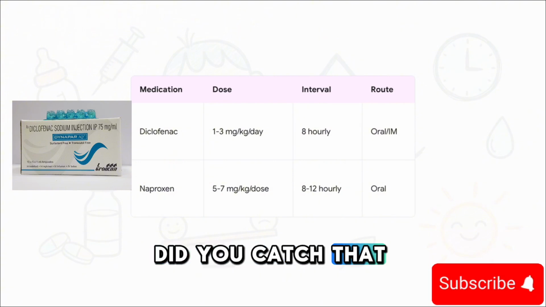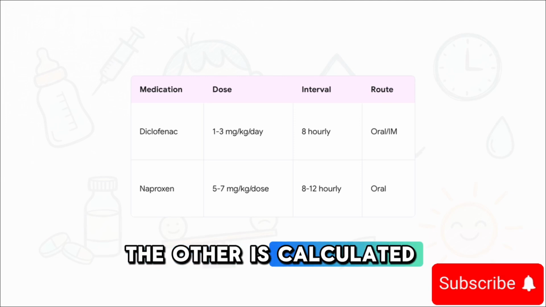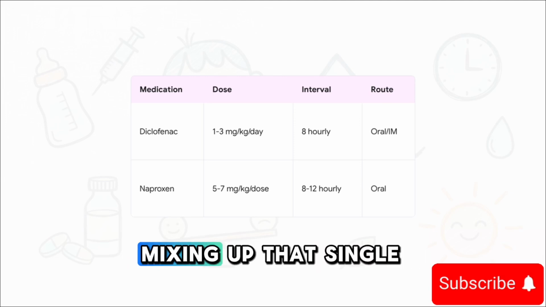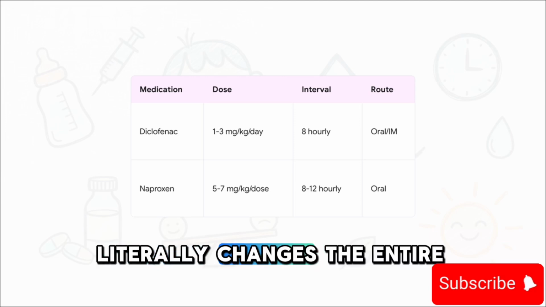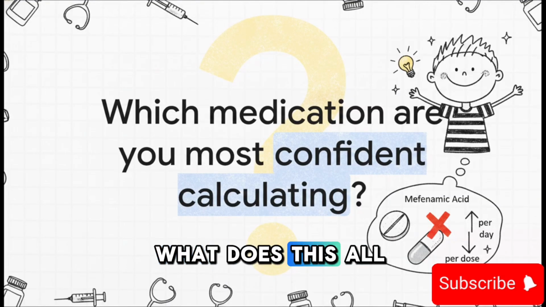Did you catch that vital difference there? One is a total daily allowance, the other is calculated per individual dose. Mixing up that single word literally changes the entire math equation, so be careful. So, what does this all mean?